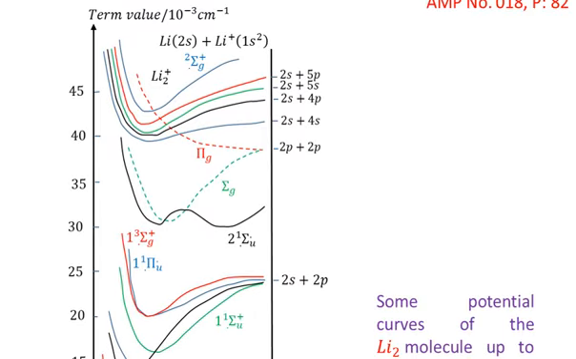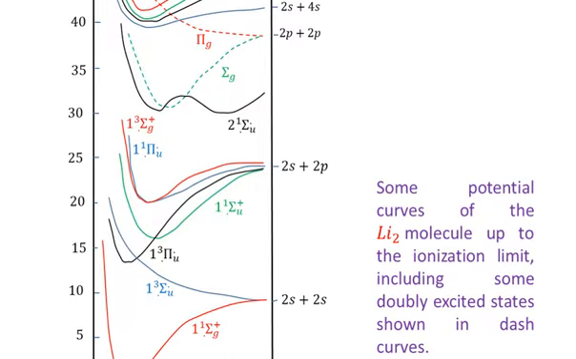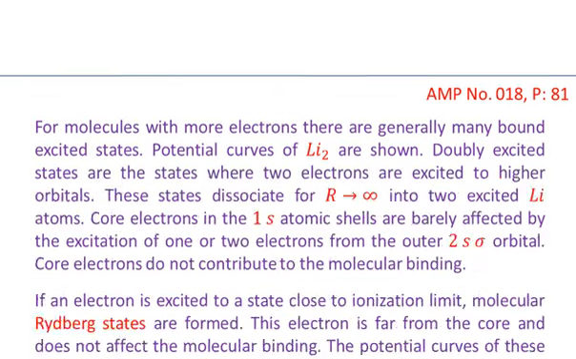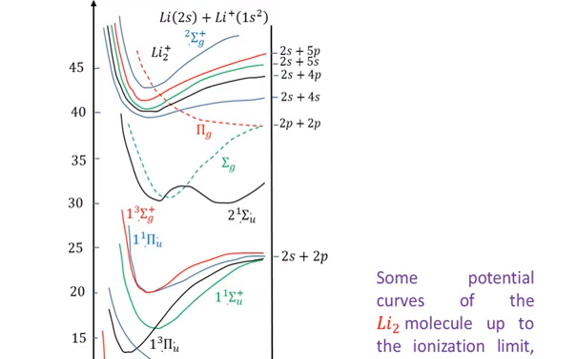So you can see that these are the excited states corresponding to the lithium molecule, and some of them are doubly excited states. For example, if you look at the dotted red curves and the dotted green curves, for a large value of R, that is when R goes to infinity, both converge to the same state, that is 2p plus 2p. So these are referred to as the doubly excited states.